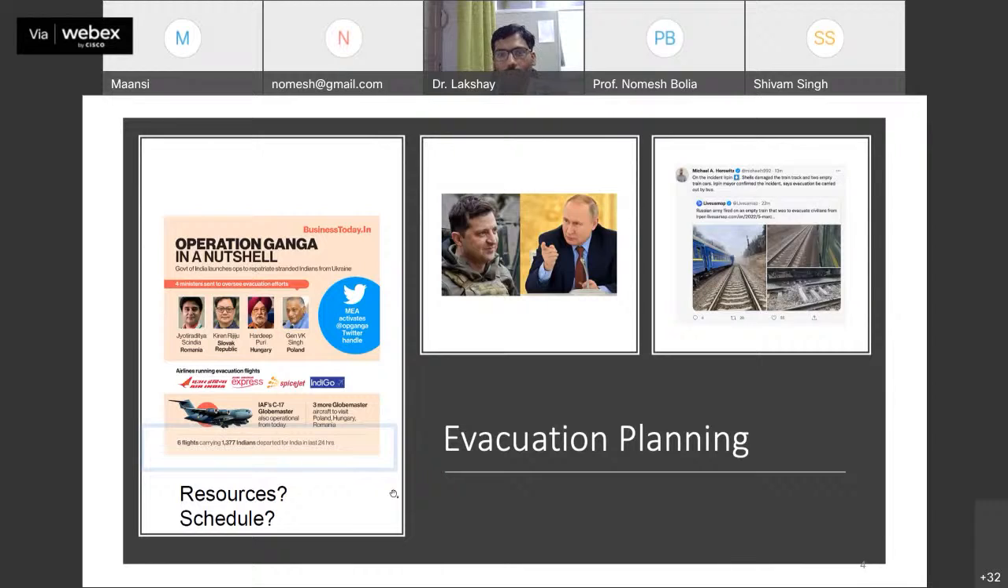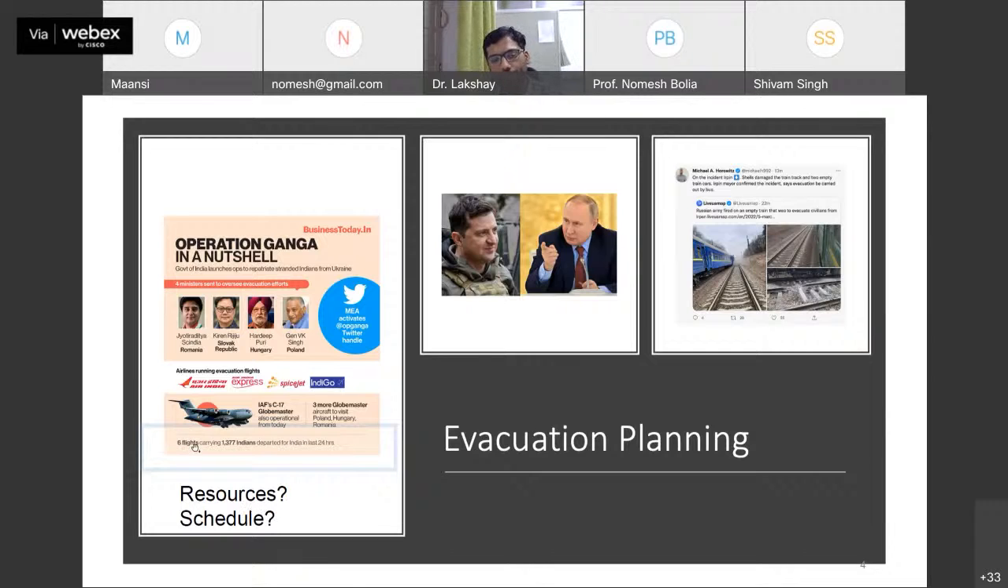You see that now, currently everywhere in the news, there is a fight between Ukraine and Russia. Our Indian government has started Operation Ganga to evacuate Indian nationals who are there in Ukraine. In any such evacuation planning, there are many things, but in a nutshell there are two crucial things: the resources and the schedule.